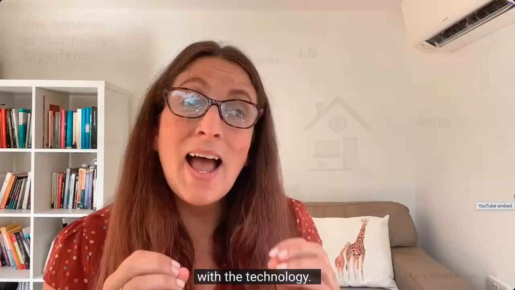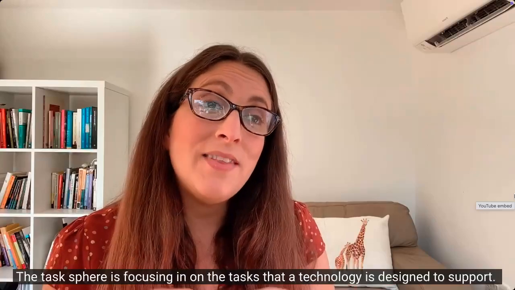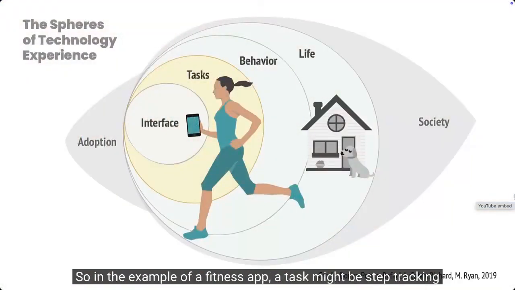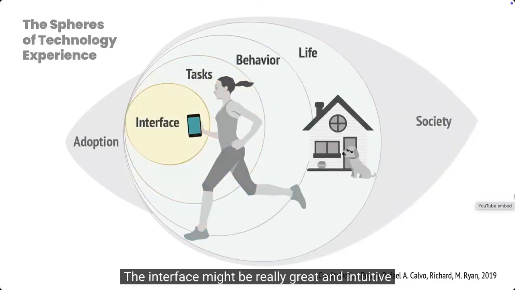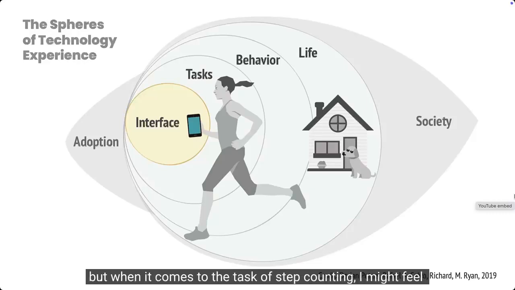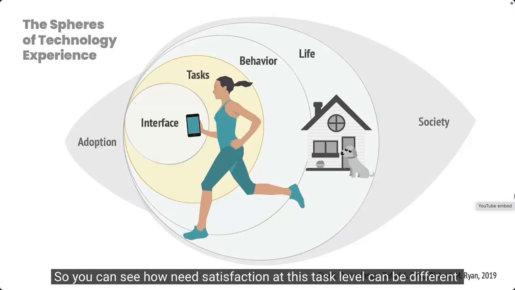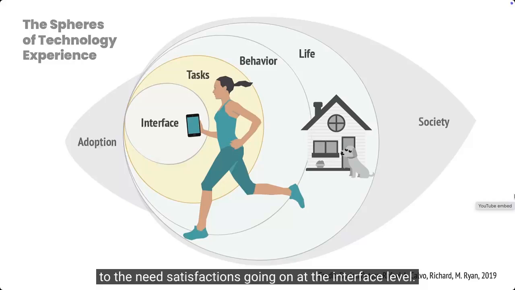The task sphere is focusing in on the tasks that a technology is designed to support. So in the example of a fitness app, a task might be step tracking. The interface might be really great and intuitive, but when it comes to the task of step counting, I might feel really incompetent because this technology is telling me I need to do 10,000 steps a day, and that is not realistic for me. So you can see how need satisfaction at this task level can be different to the need satisfactions going on at the interface level.